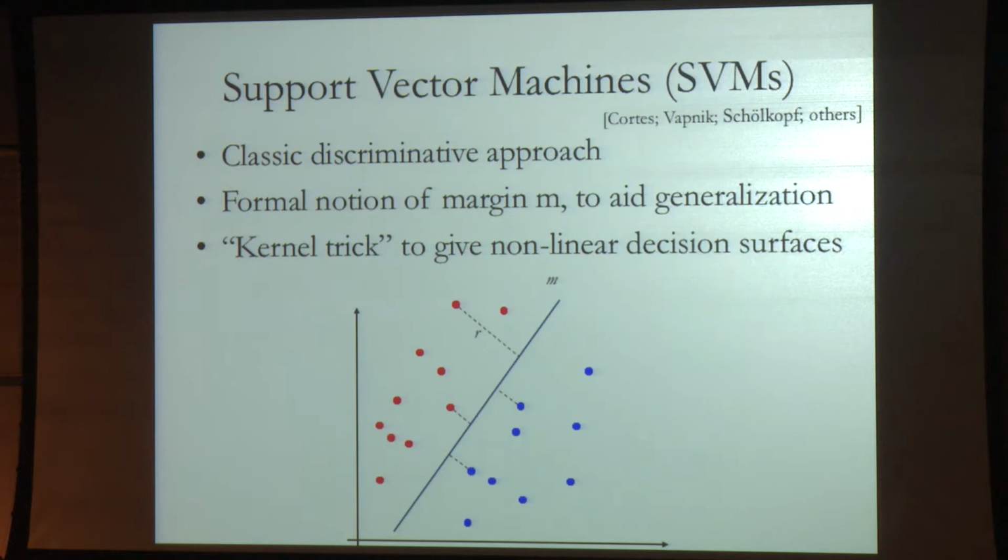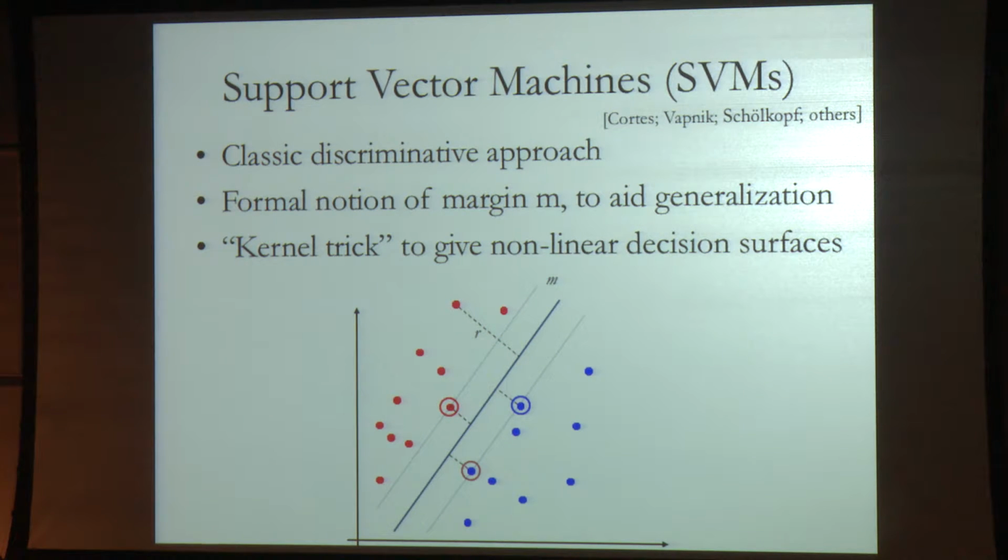A classic discriminative method would be something called a support vector machine. So in this toy example I was showing previously, I was using a line to separate these two distributions in a classification problem. And SVMs give you some formal notion of how to pick that line, so as to optimize this thing called the margin, which is this kind of gap between the two.